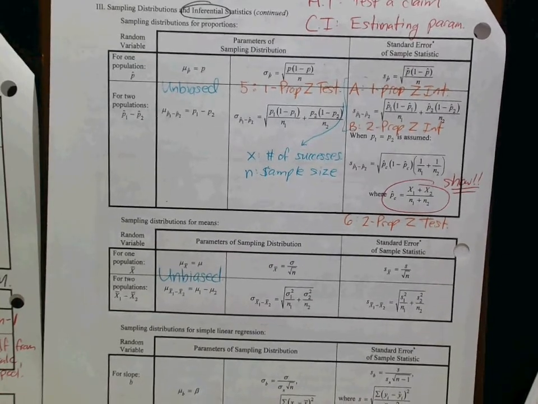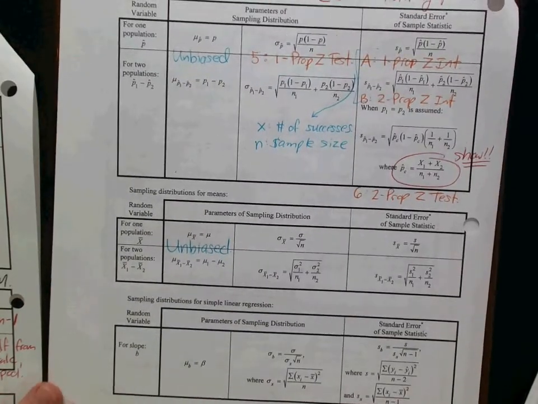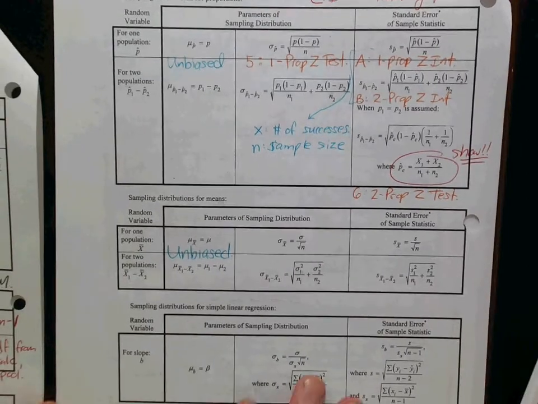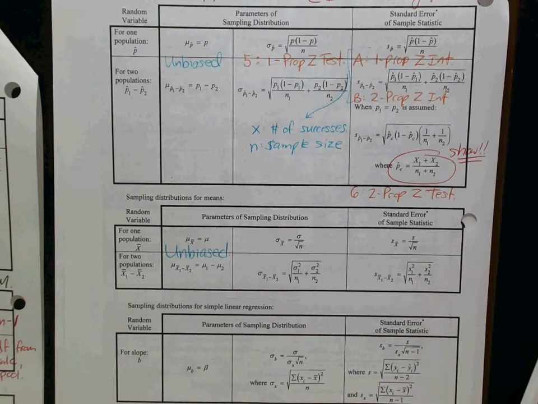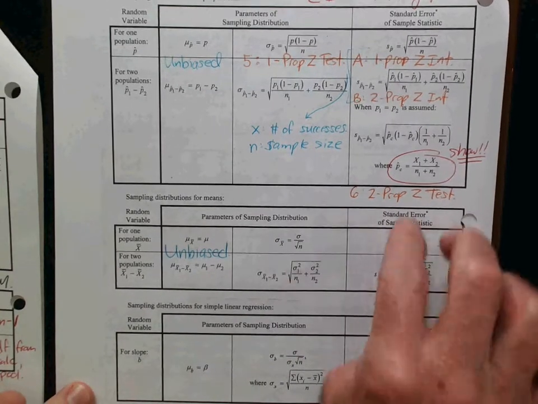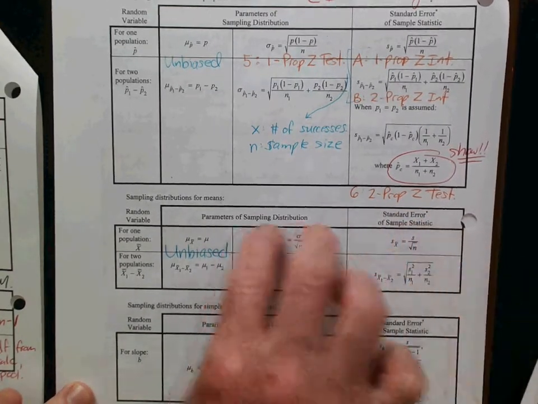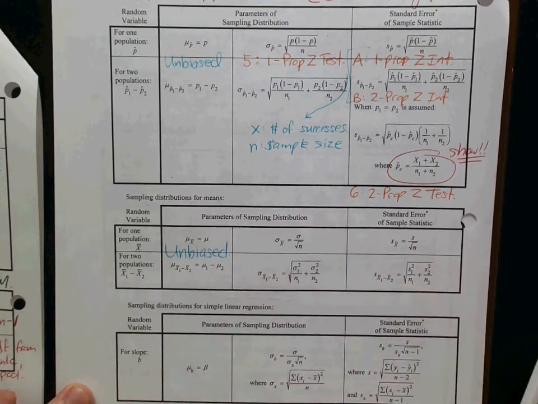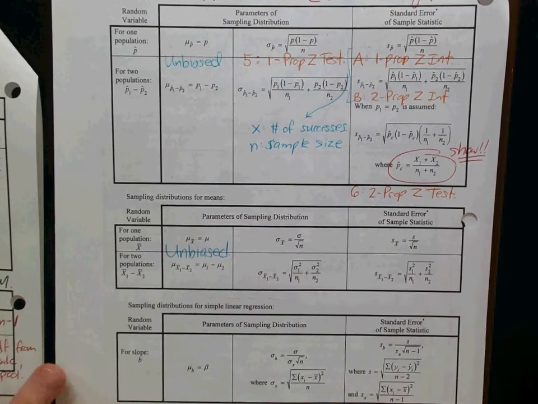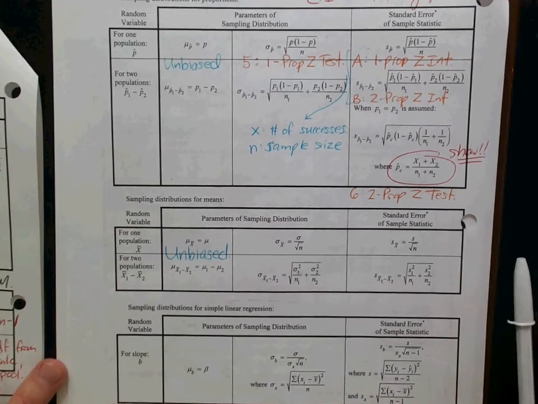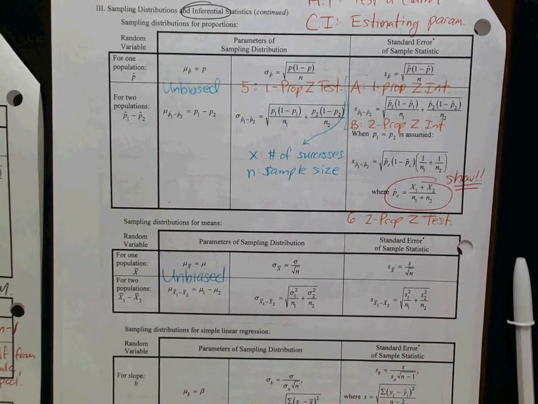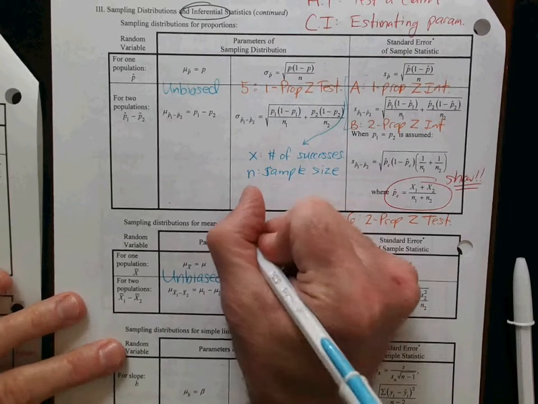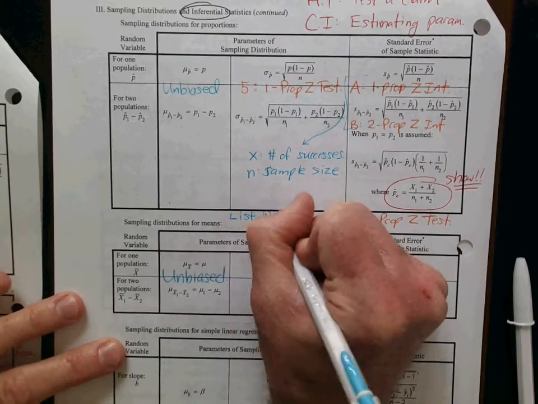So then we have all the formulas for means. Now for means, we will never pretend that we know sigma. So we're always in the standard error column, not the standard deviation column. Now, one thing here, and I'm going to put it in blue, sampling distributions for means. For either hypothesis tests or confidence intervals, you do need to list degrees of freedom used.